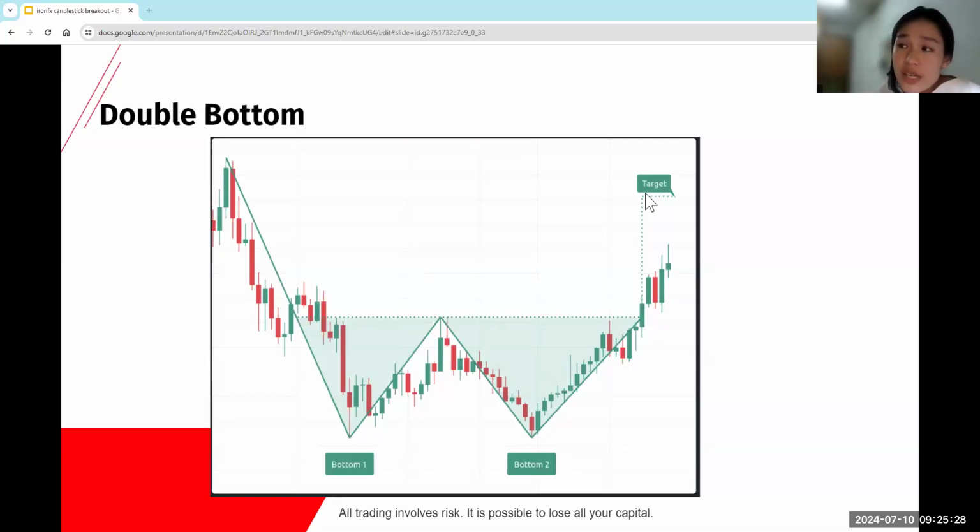So your target, again, would be about the same distance here. If you count the boxes from the neckline to your target, you can see it's 1, 2, 3, 4, 5. Your height of the bottoms here, 1, 2, 3, 4, 5. So it's about the same distance. Okay, that's where you should place your target profit.